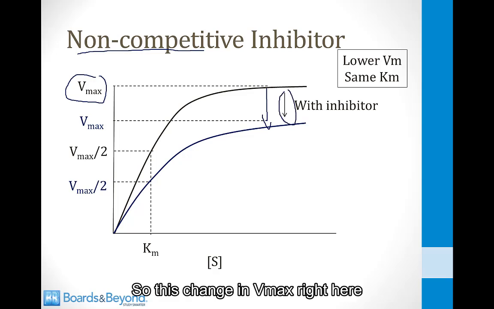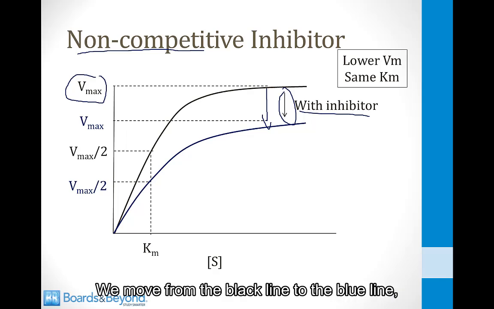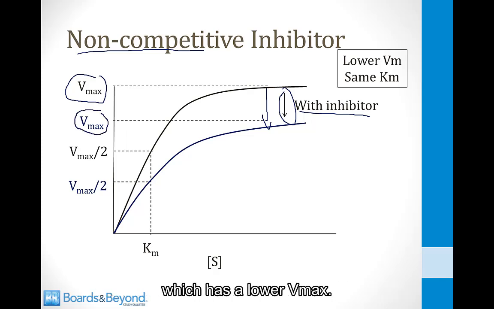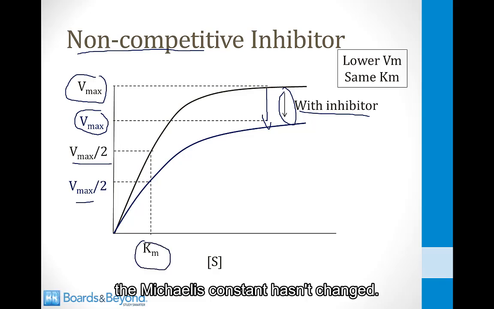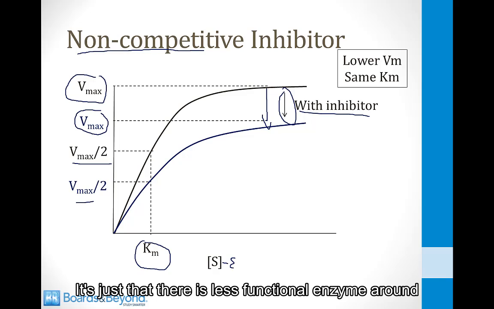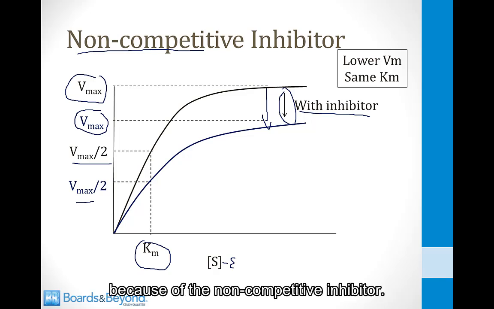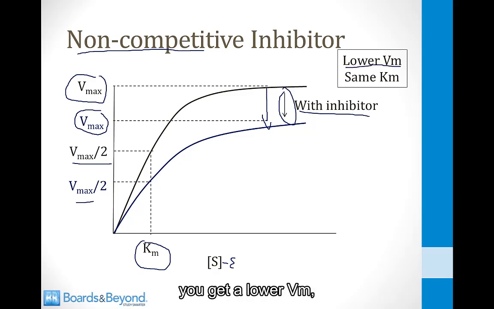So this change in Vmax right here is due to the addition of a non-competitive inhibitor. We move from the black line to the blue line, which has a lower Vmax. But notice that Vmax over 2 is the same in both systems. The Michaelis constant hasn't changed, and that should make sense to you. The affinity of the substrate for the enzyme remains the same. It's just that there is less functional enzyme around because of the non-competitive inhibitor. This means that when you add a non-competitive inhibitor, you get a lower Vmax, but the same Michaelis constant.